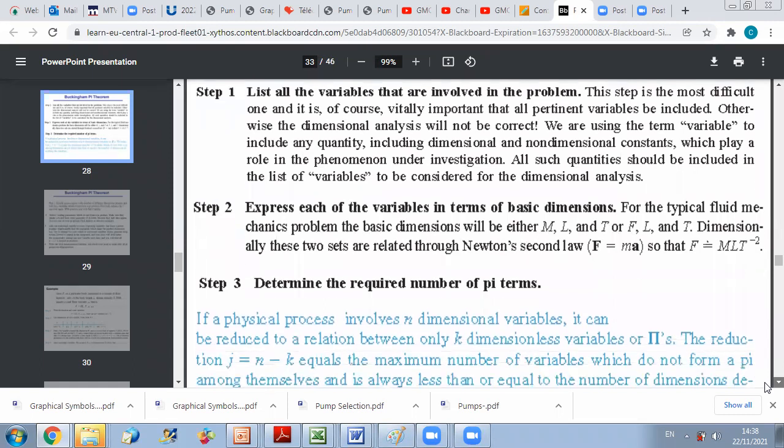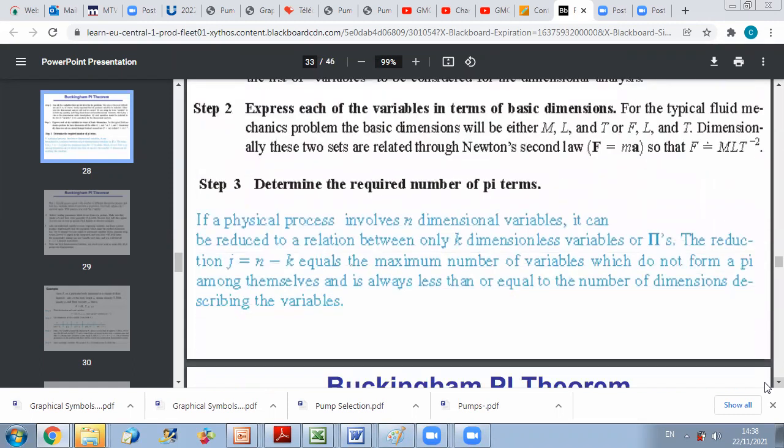Now, the third step is to determine the required number of pi terms. It's hard to understand. If a physical process involves n dimensional variables, it can be reduced to a relation between only k dimensionless variables or groups. The reduction j equals n minus k equals the maximum number of variables which do not form a pi group among themselves and is always less than or equal to the number of dimensions describing the variables.